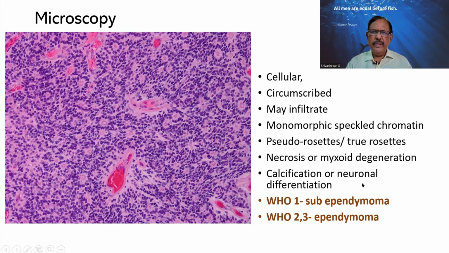There are three grades of it which have been given. Grade 1, grade 2, and grade 3. Grade 1 is basically, it arises from the subependymal cells. I shall be showing you. So it is called a subependymal. Whereas WHO grade 2 and 3 come under the group of ependymoma.